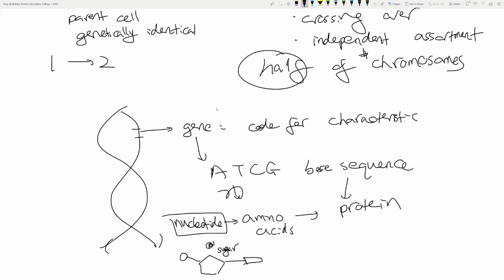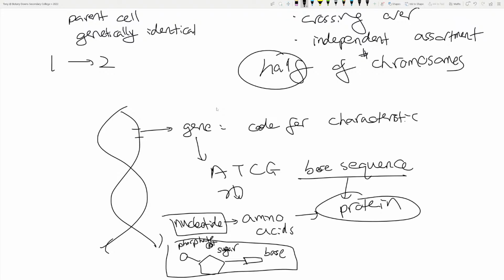If you've done some old exams, you would have seen some questions like this. This is a phosphate, and this is the base, you know, the ATCG stuff. So this is like the building block of genes. If you have a lot of these in one sequence, that will be your base sequence, and that determines what protein you make, and that will determine what you look like. Okay, so that's that. I'm just gonna go down.